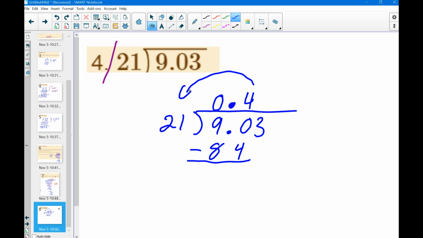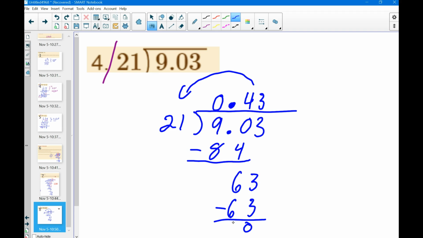Okay, so then we say subtract. And 90 minus 84, of course, gives us a 6. The 3 pops down. And 21 into 63, pretty basic. 3 times, it gives us 63. And this time it's a 0 remaining.